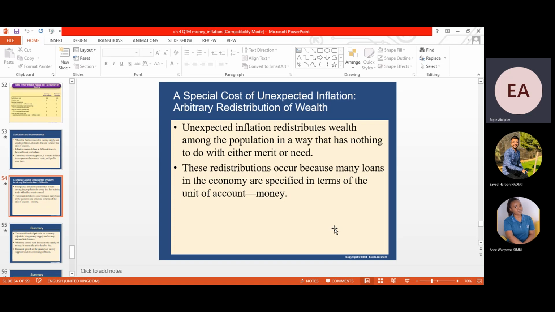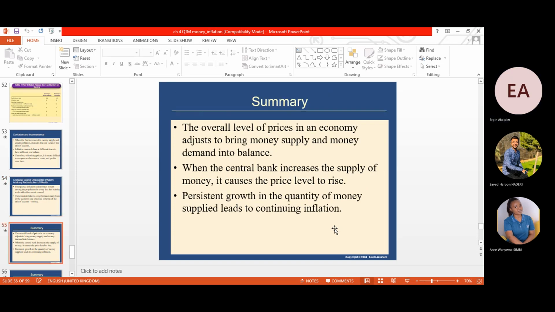But in the domestic market, the consumer always suffers from this redistribution of money caused by inflation. In summary, the overall rise of prices in the economy is inflation, as I said to you, and the price level brings money supply and money demand into balance. When the central bank increases the supply of money, it causes the price level to increase. As I said to you, this is them printing money or doing some other activities for enlarging and distributing the money to the market. This will then increase the prices, and persistent growth in the quantity of money supplied leads to continuing inflation.